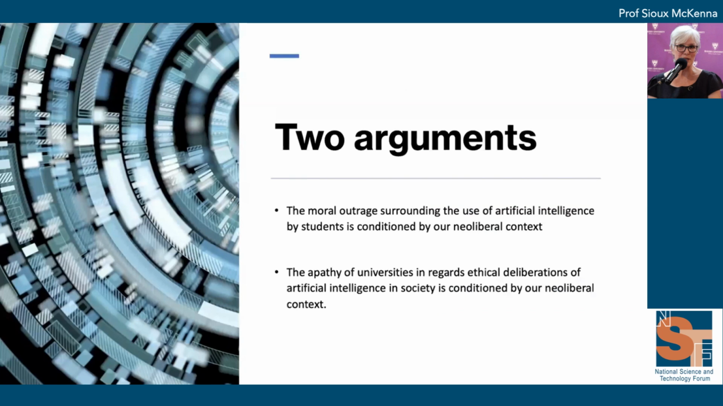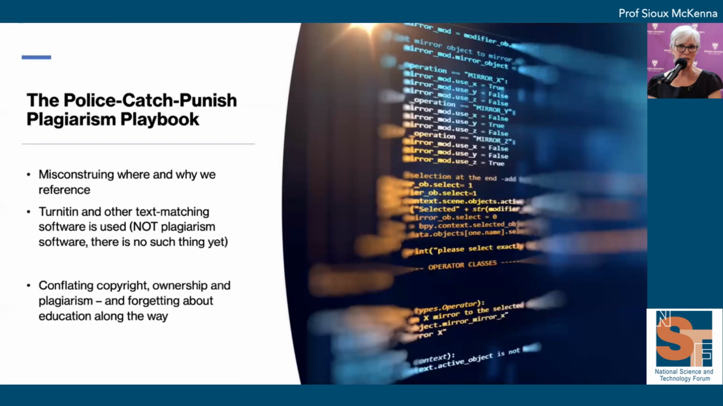So the first argument I want to make is to look at the moral outrage surrounding the use of artificial intelligence by students. And then if there's time, I will also look at the apathy of universities to attend to ethical deliberations around the impact of AI in society. So let's start with the first one.